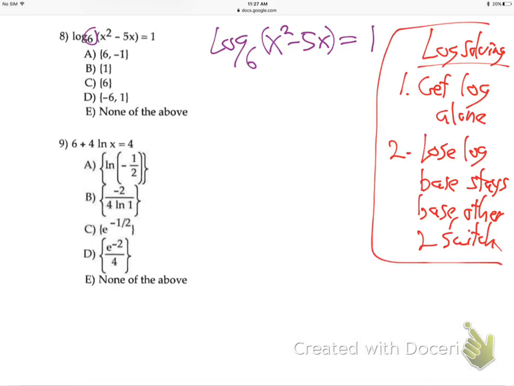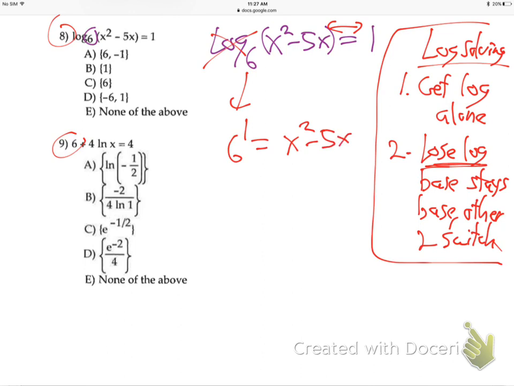All right, so get the log alone. On number 9, we'll have to get the log alone first. That one's not alone. But on number 8, the log is already alone. There's not a 3 out here or anything. Nothing in front of it. So boom, cross out that log. And when you lose the log, the base stays low down, stays a base. The other two switch. Instead of 6 to all that x stuff, it's 6 to the 1, and all that x stuff goes to the other side. Good so far. We've got rid of the log. We're out of the log world now.